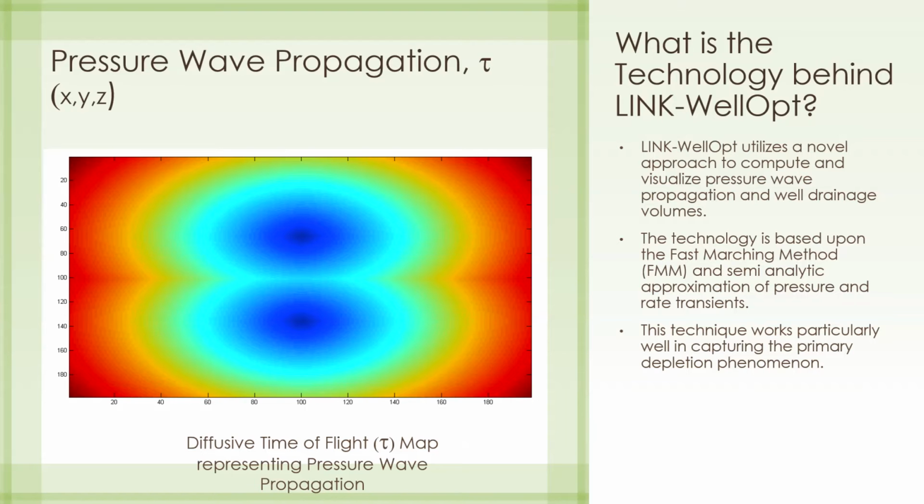As shown in this slide, the FMM is capable of generating a map that is similar to the pressure wave propagation. The beauty of FMM is that it generates a propagation map very quickly. This technique works particularly well in capturing the primary depletion phenomenon.